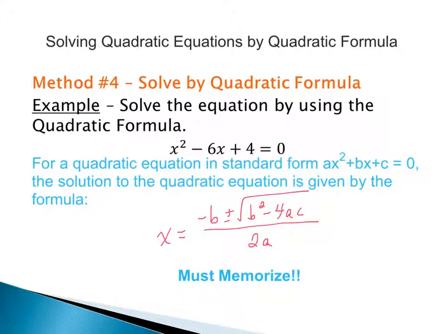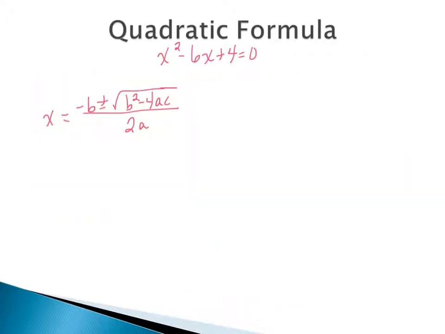So that's what we're going to use in order to solve x squared minus 6x plus 4 equals 0. In order to use the quadratic formula, we need to identify what a, b, and c are. a would be our coefficient of x squared, which in this case would just be 1. b would be our coefficient of x, which would be negative 6. And c would be our constant, which is positive 4. So all we're doing is just straight plugging in.